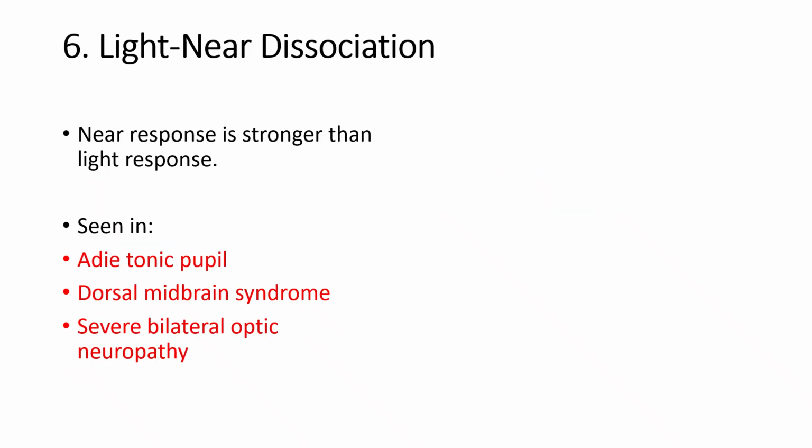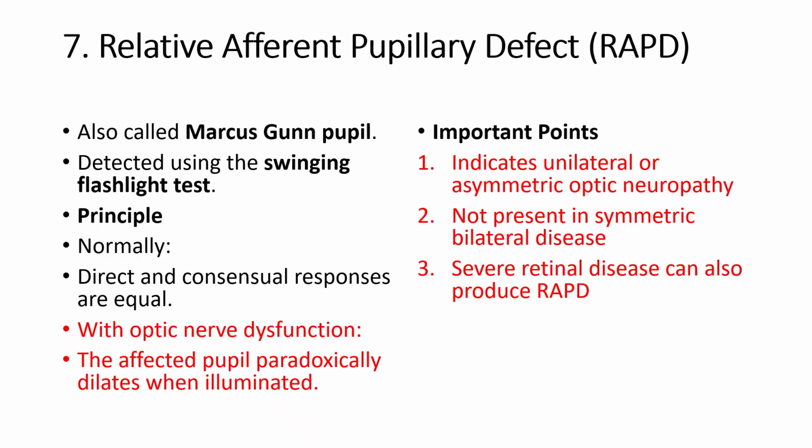Light-near dissociation. It is an abnormal condition where the near response is stronger than the light response. This is seen in Adie's tonic pupil, dorsal midbrain syndromes, and severe bilateral optic neuropathy. Relative afferent pupillary defect, also called Marcus Gunn pupil, is detected using the swinging flashlight test.